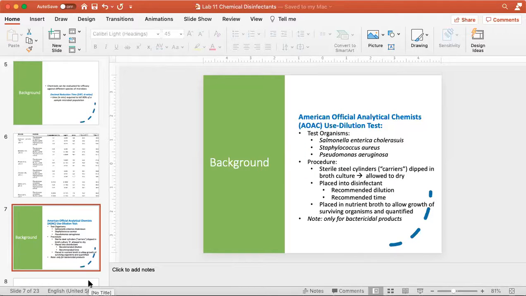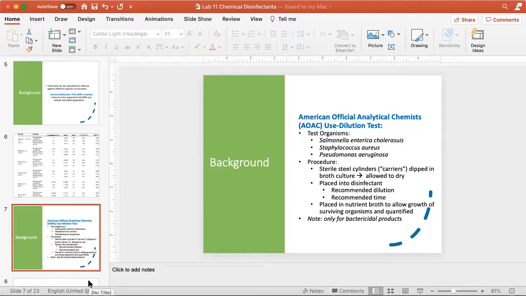So we can calculate DRT. We have some certain starting number of organisms that we use in the lab. We put the disinfectant on top, and then we test at intervals, usually minutes, to look at how many cells are left. And when you hit 90% reduction, that's your DRT. That's the time it takes to get rid of 90% of the cells.